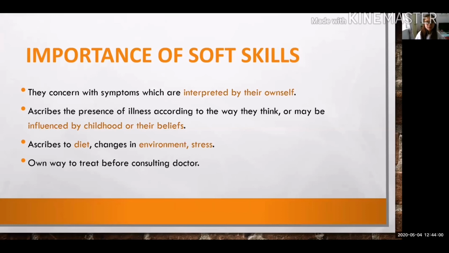Now I'm going to talk about the importance of soft skills in patients. Most patients are concerned with symptoms which are interpreted by themselves during dental treatment. Soft skills are important because patients ascribe the presence of illness according to the way they think, which may be influenced by childhood or their own beliefs. Soft skills are also important because illness may be due to diet, changes in environment, or stress encountered by patients. Therefore, it depends on patients' own way of treating themselves before consulting a dentist or a doctor.